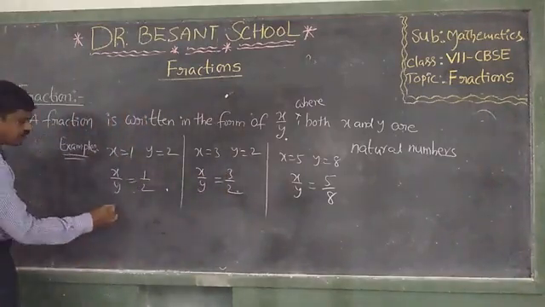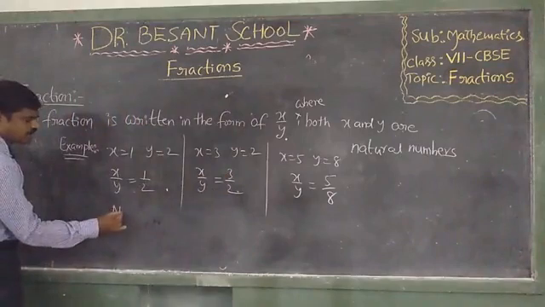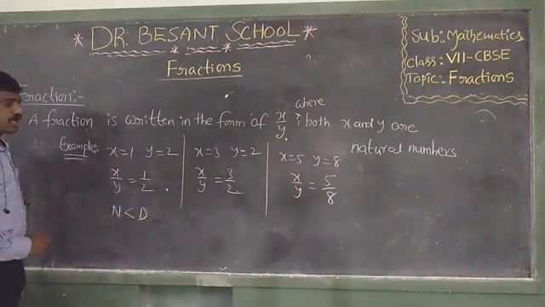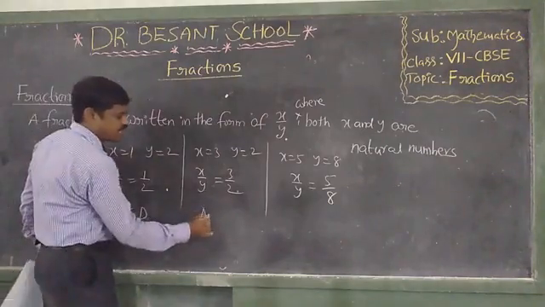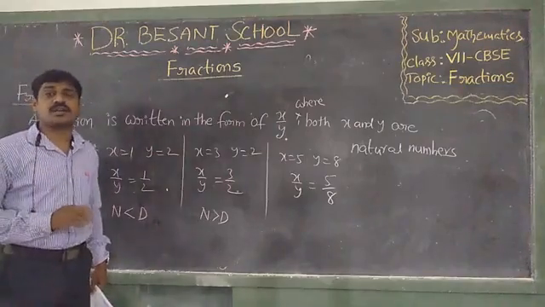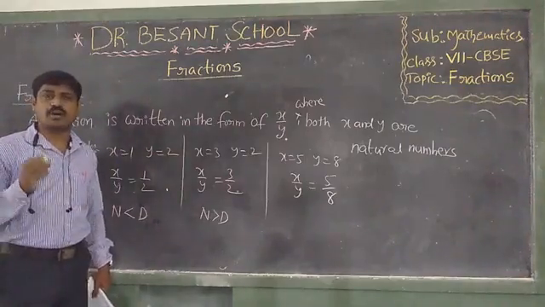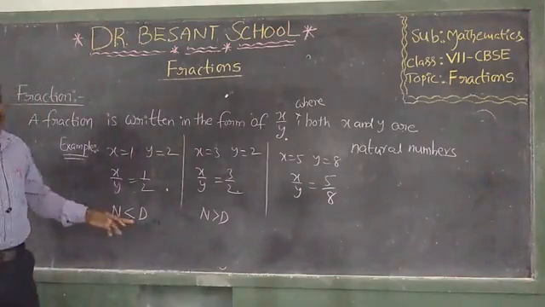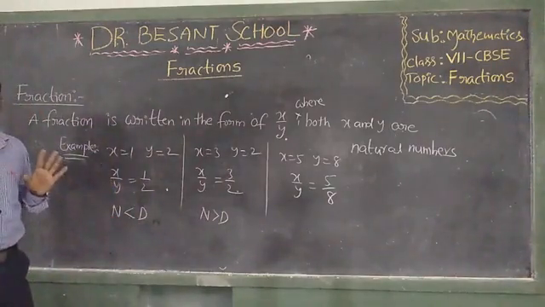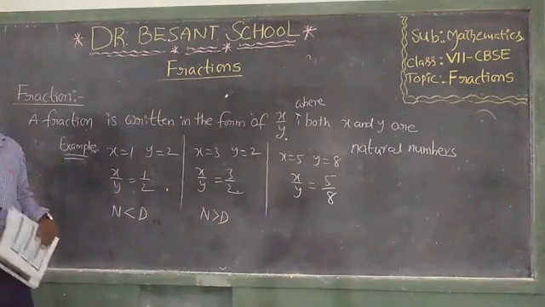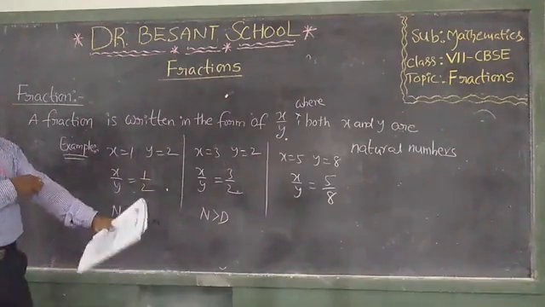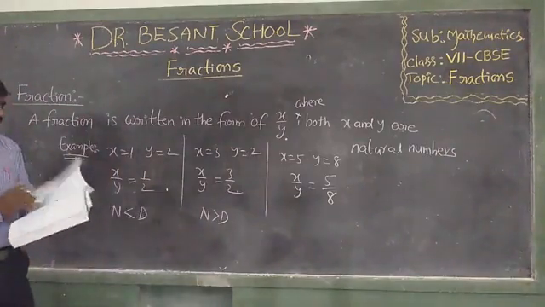Now suppose here the numerator 1 is less than the denominator. Here the numerator is greater than the denominator. This observation you have to do. So we have to observe whether the numerator is smaller than the denominator or greater than the denominator. Now we are going to discuss the classification of fractions. Okay, next, some more examples.